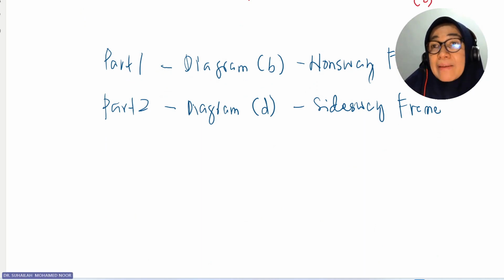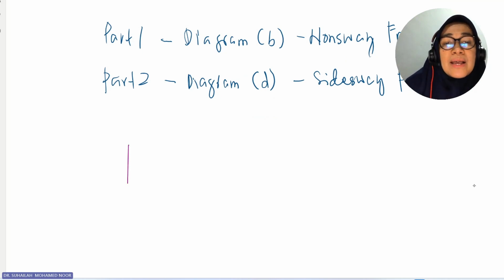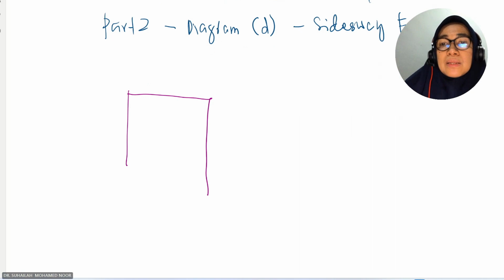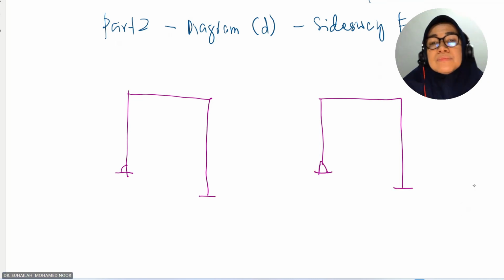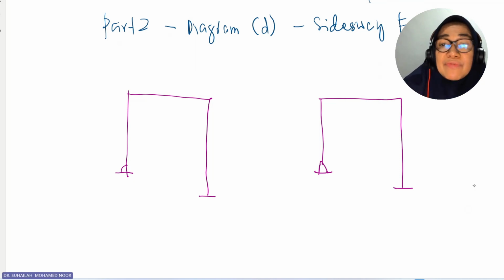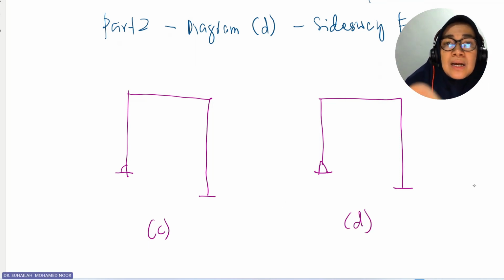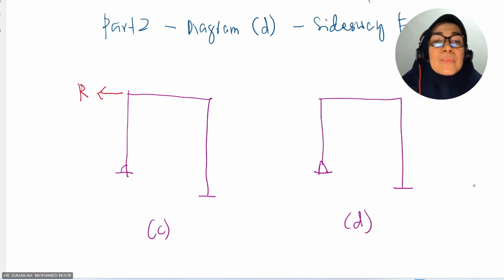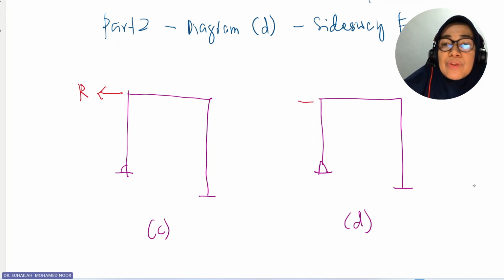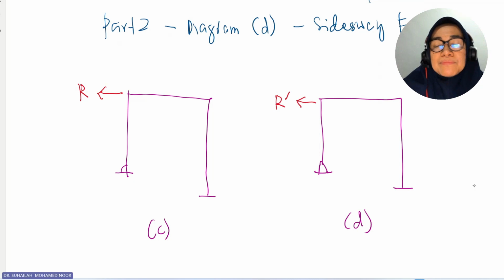Okay, focus on diagram C and D now. In diagram C, we have this, and we have another one, the same, with one pin and one fixed support. In diagram C first, this is C. This is D. In diagram C, this frame is subjected to R in the left direction because this frame tends to sway to the left direction. This is R. Okay, so in diagram D, we draw the same, but we label it as R prime.